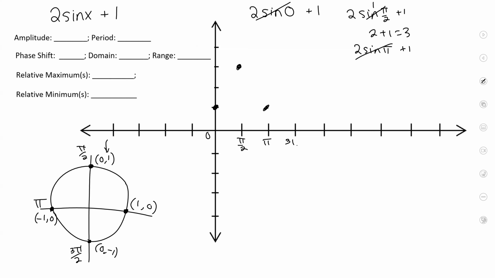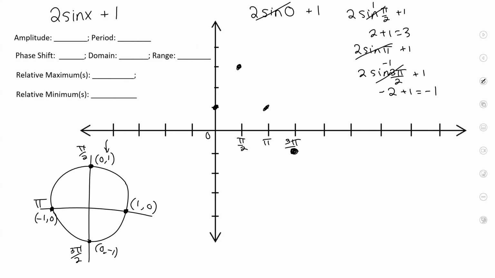Next is 3 pi over 2. What's sine at 3 pi over 2? Yes, at 3 pi over 2, it's -1. So this is just -1. 2 times -1, -2 plus 1, that's -1. That's right here. I'll just put a dot right there.